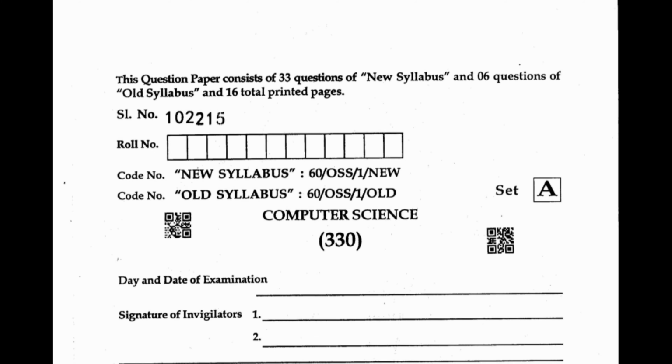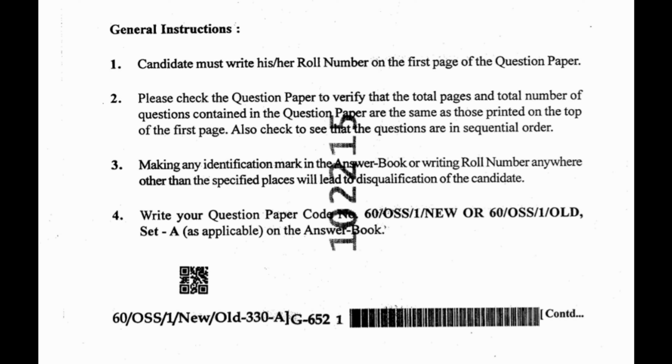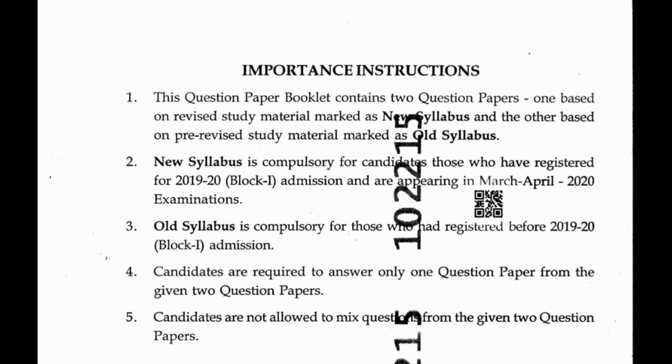Hello student, today I am going to solve NIOS 330 Computer Science New Syllabus question paper. Exam held on February 2021. This question paper consists of 33 questions of 60 marks and passing marks is 20 only. Time duration is 3 hours only.